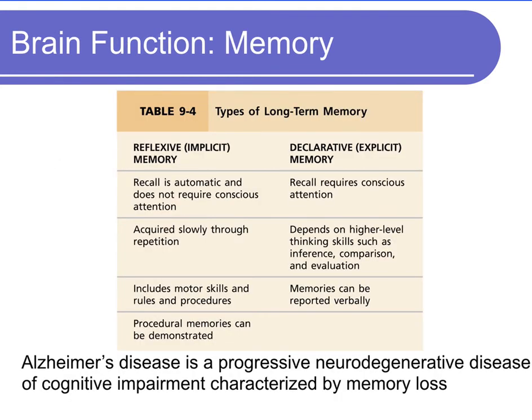Okay. Other types of long-term memory. We have reflexive, also known as implicit memory, and declarative, also known as explicit memory. So reflexive or implicit is implied. It's a reflex. It's automatic recall. You don't need to be consciously paying attention. It's acquired slowly through, again, that magic word, repetition.